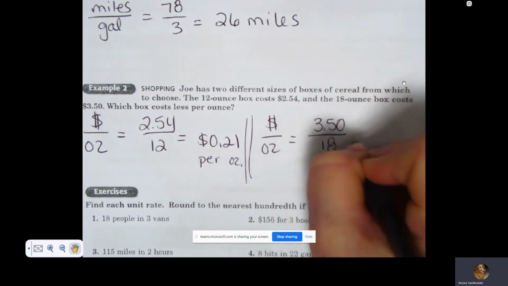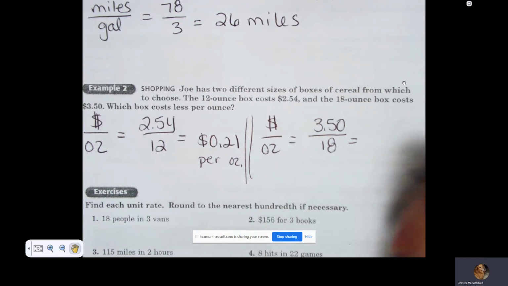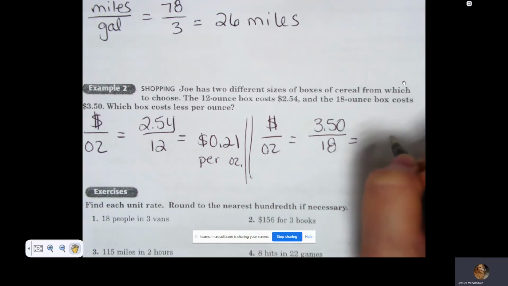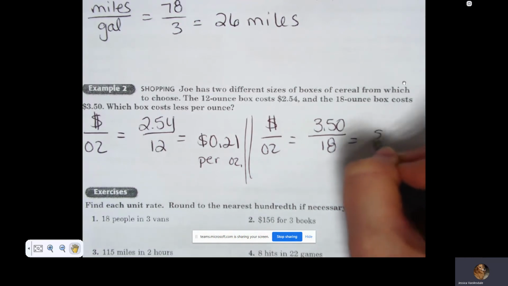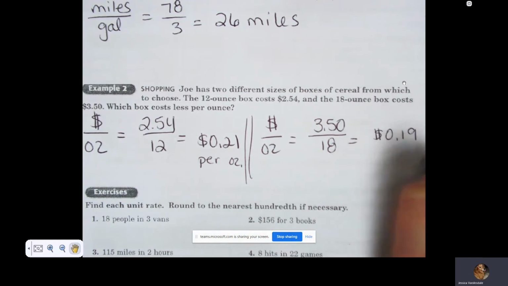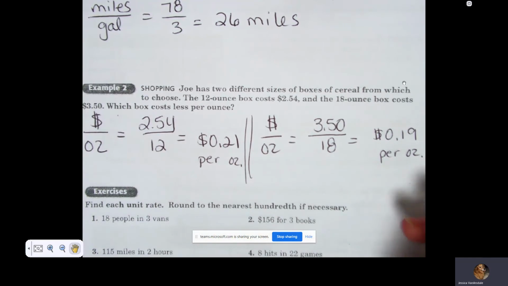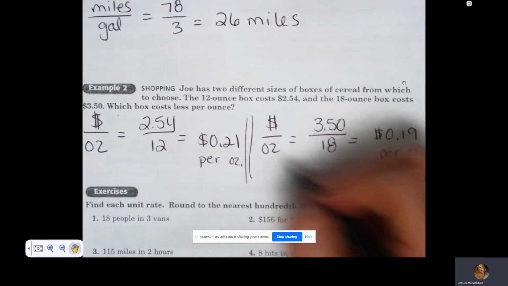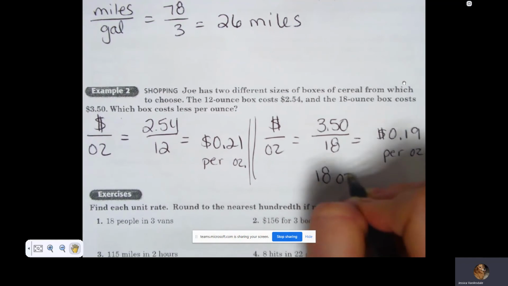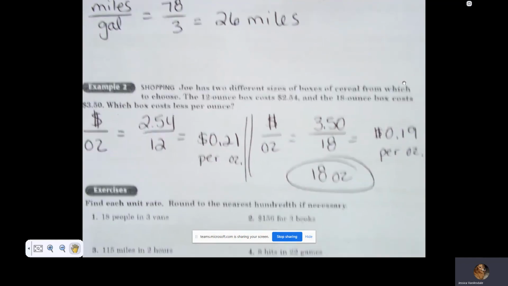So what is it, Day? If you do $3.50 and 18 ounces, how much do we get per ounce on this box? 19 cents. What's the question say, Day? You read it. The 18-ounce box costs less per ounce. Perfect. Which box costs less per ounce? The 18-ounce box. Maybe I knew that. I said it right off the bat.